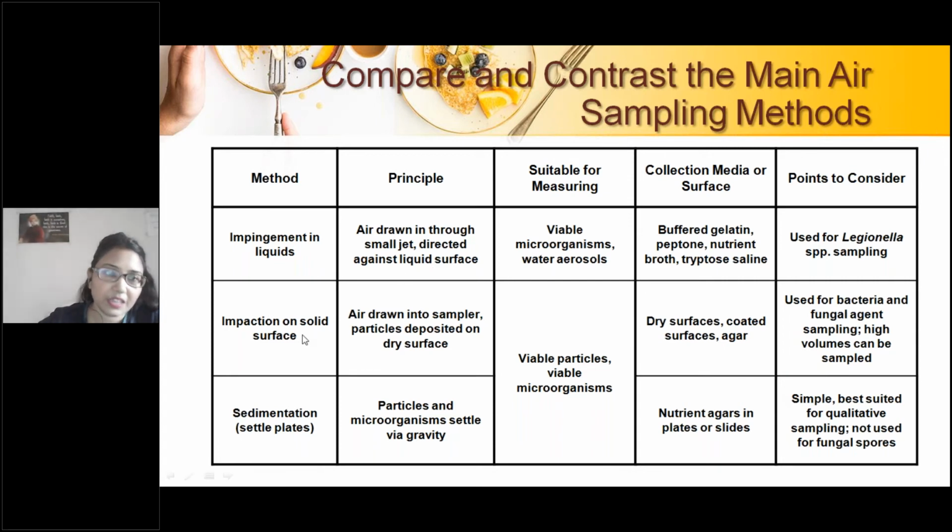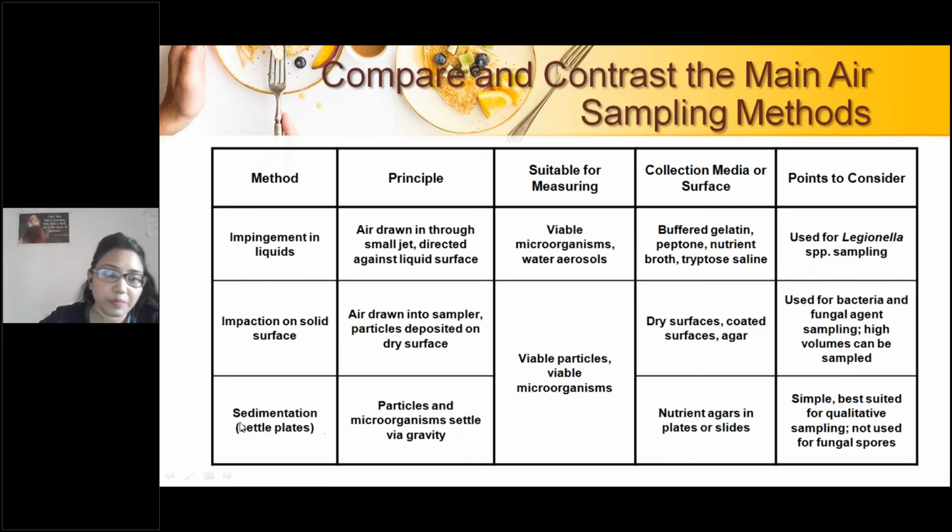Then there is another method which is impaction on solid surfaces, in which air is drawn into the sampler and the particles are deposited on the dry surface like we saw in the video. So viable microorganisms, particles, all those things we can see. So the collection media are dry surfaces or coated surfaces or agar media, and bacteria, fungal agents. So high volumes can be sampled because air is drawn in through a nozzle.